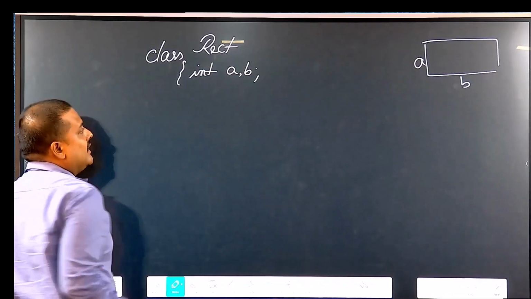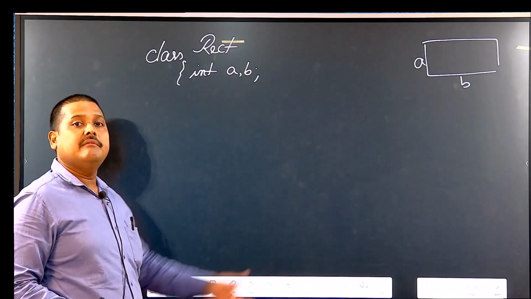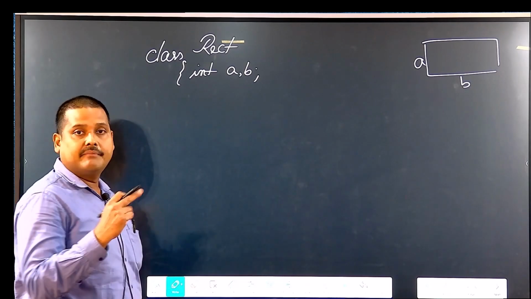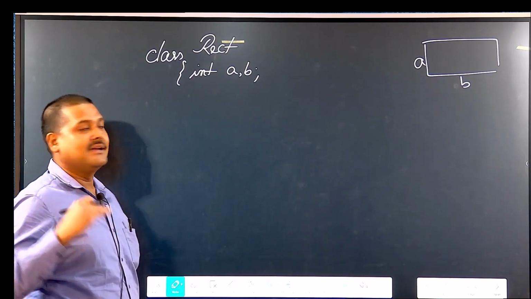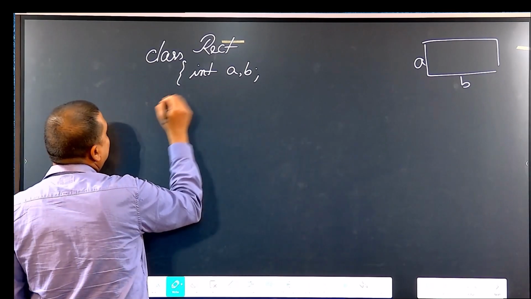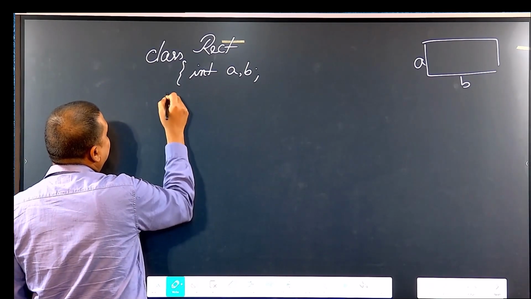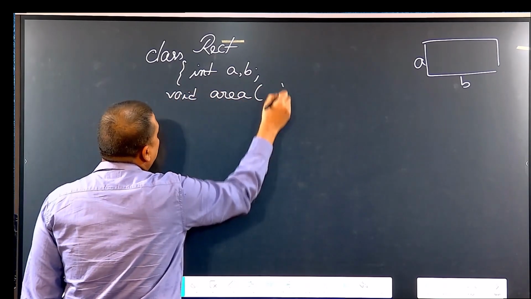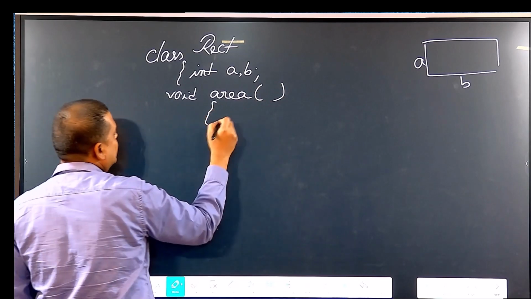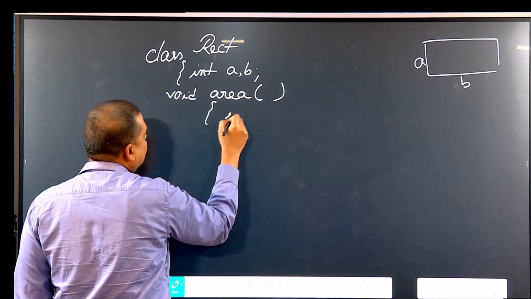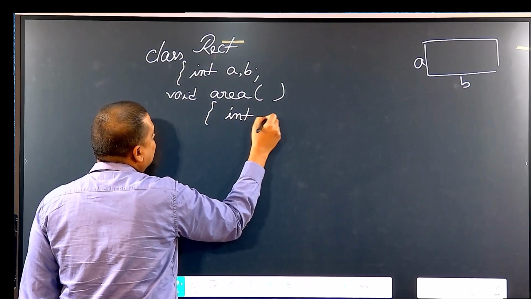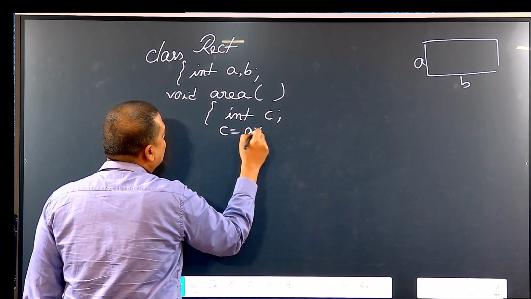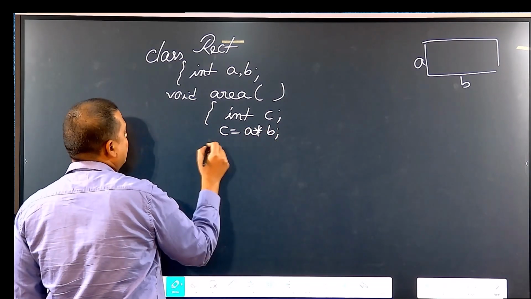Now, these are the data properties, and what is the behavior? The behavior can be area, or the perimeter. Okay. So, I want to calculate the area with the help of this class. So, I will declare some variable, say for example, C is a variable, and I will write C equals A into B, and I want to print.